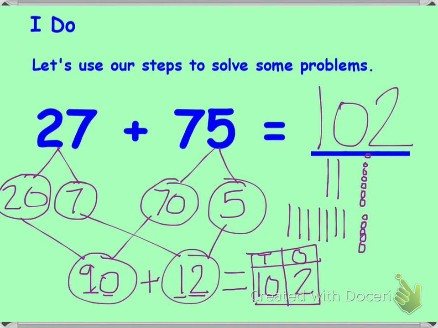Now I have to count my ones to see if it makes a new 10. 1, 2, 3, 4, 5, 6, 7, 8, 9, 10. I said 10, so I know that this right here is 10. Now I have to count it to see my answer. 10, 20, 30, 40, 50, 60, 70, 80, 90, 100, 101, 102. So the answer is 102.